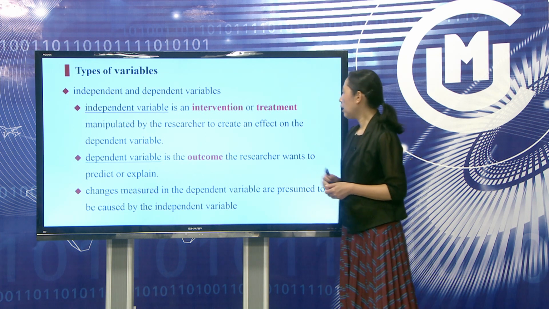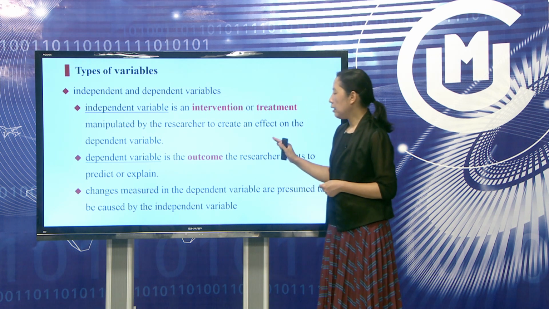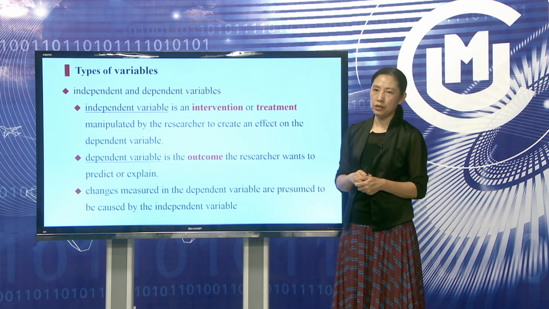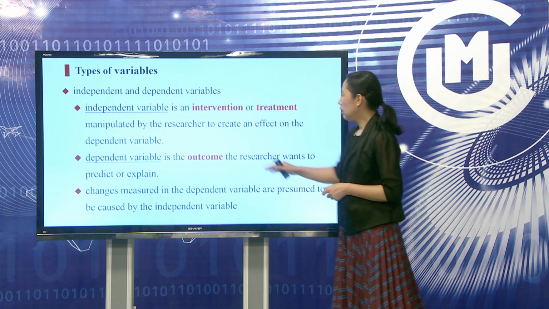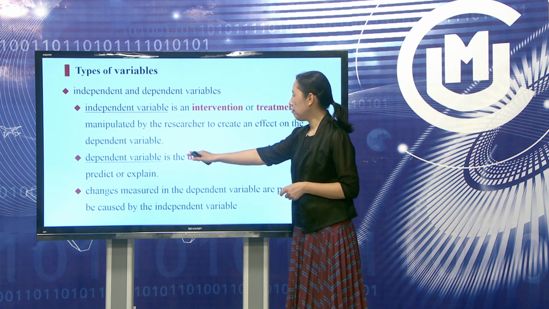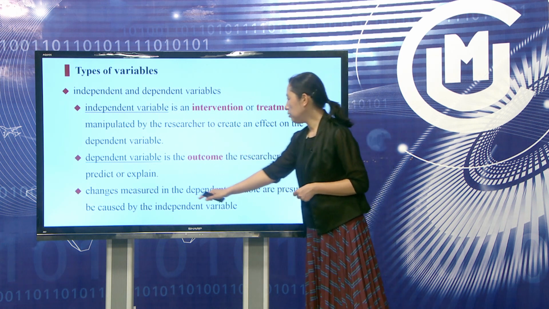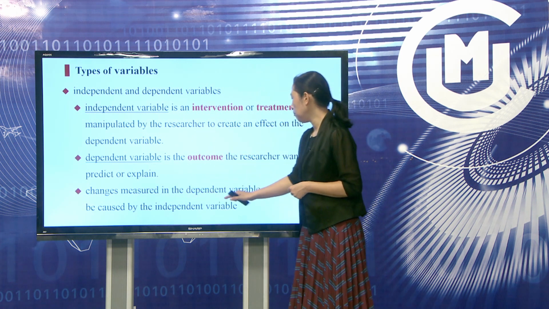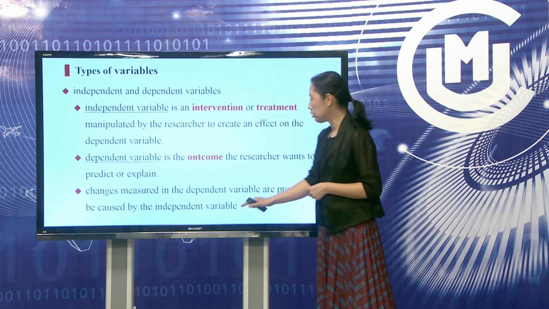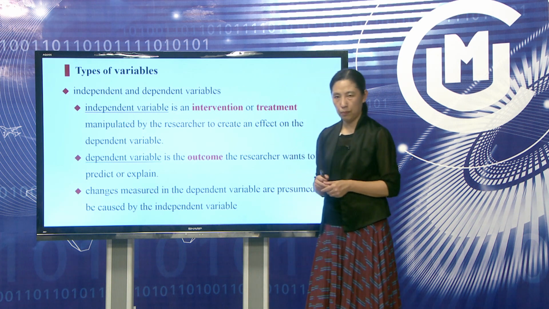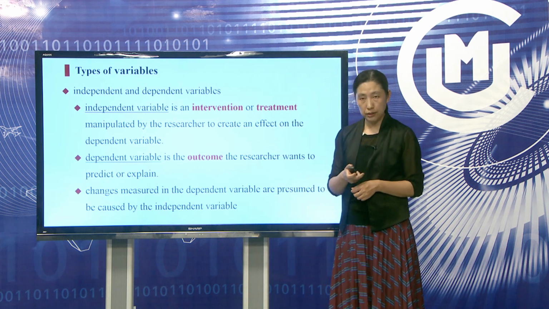But we cannot call all variables independent or dependent. It should be in some special study designs. I will talk about it later. So the dependent variable and independent variable have some relationship, and changes measured in the dependent variable are presumed to be caused by the independent variable. This is the relationship between the independent variable and the dependent variable.